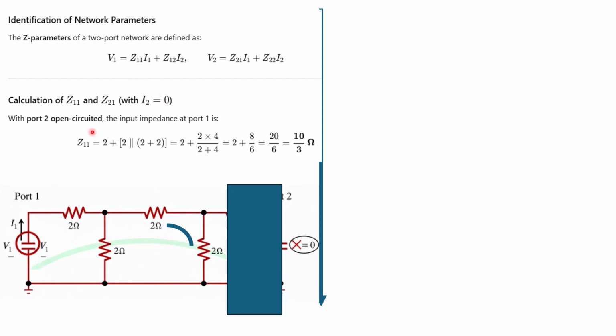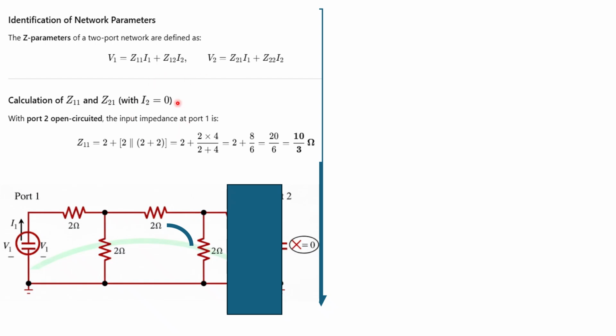So this is the value of Z11, that is V1 by I1, equal to the resistance looking in from this point. Also, since this is a symmetric network, the Z parameter matrix will be symmetric. So Z11 equals 10 by 3. Similarly, Z22 will also be equal to 10 by 3. Now we will find the other parameter, that is Z21 or Z12.